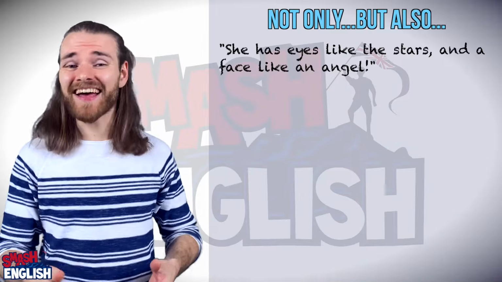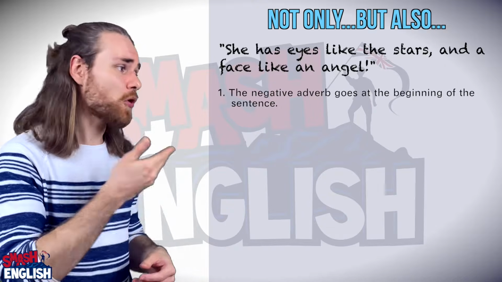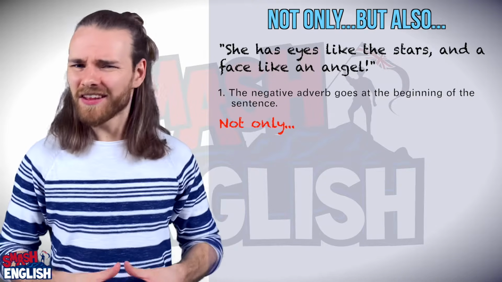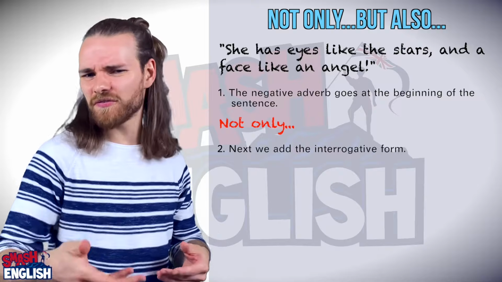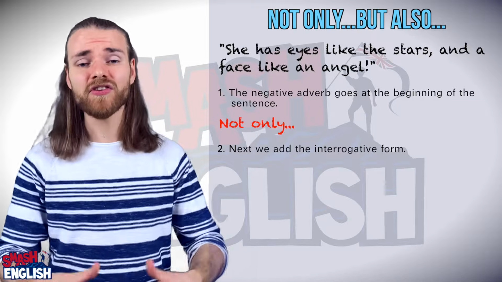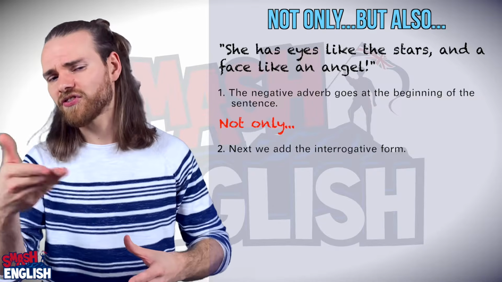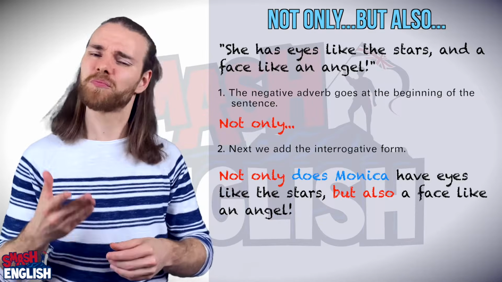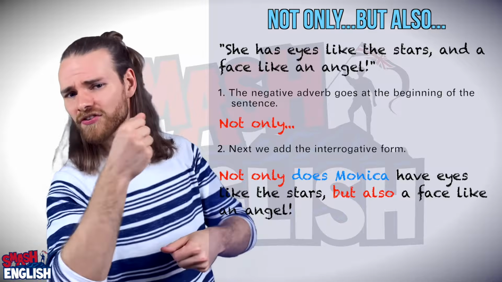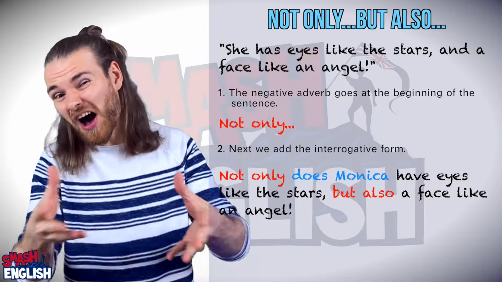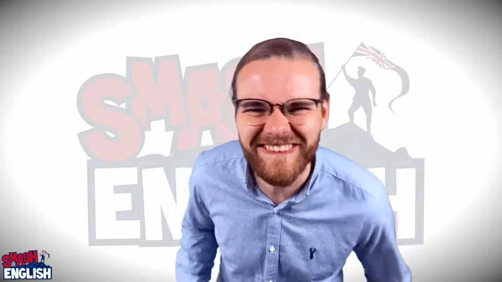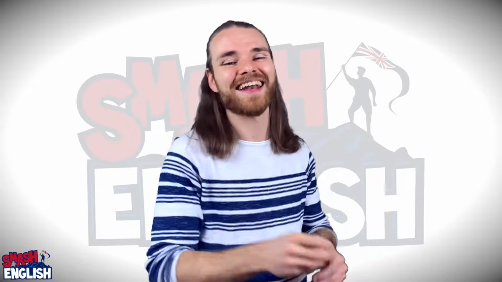Not only is our negative adverbial, so this must go at the beginning of the sentence, then we must add the interrogative form. So Duke's sentence was in the present simple. Monica has eyes like the stars. Not only does Monica have eyes like the stars, but also a face like a dog. No, an angel. All right, fine. A face like an angel. Yeah. Let's think of another example.